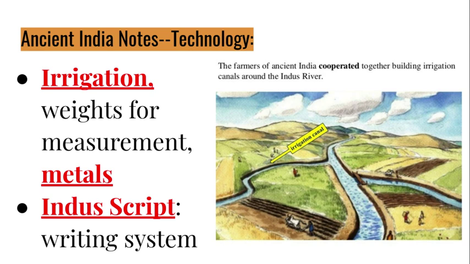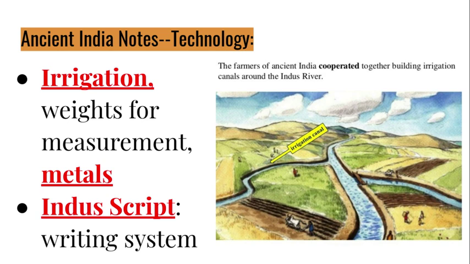Technology in ancient India: we look at irrigation, which is in this picture right here. Irrigation is the adaptation of the ground to control the movement of water. For example, they used irrigation primarily for farming, especially with the Indus River, to control where that body of water was going to go and how it would come into contact with the fertile soil and crops. So irrigation was huge in ancient India and a big contribution to their society.